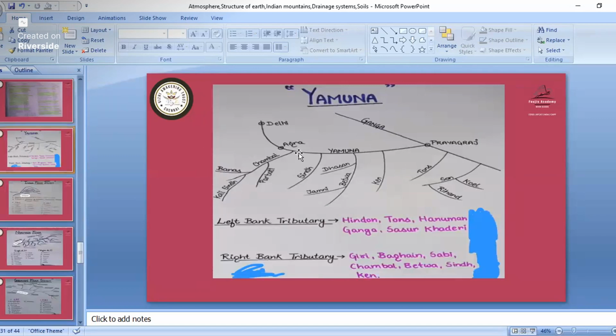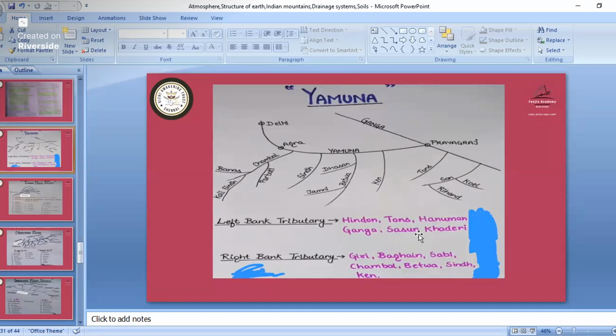Okay, now come to the Yamuna tributaries. See, Yamuna is the main river and all the others are its tributaries. Ganga is flowing from Haridwar, entering the UP area, and then from there the Yamuna river starts flowing. It starts going to the Delhi area. So all these are tributaries of the Yamuna river.